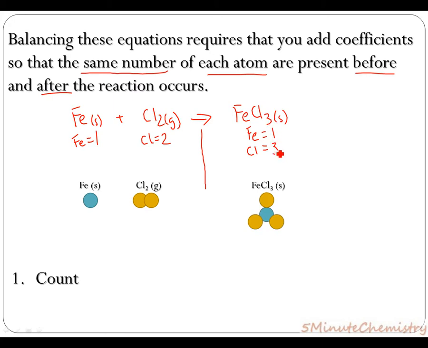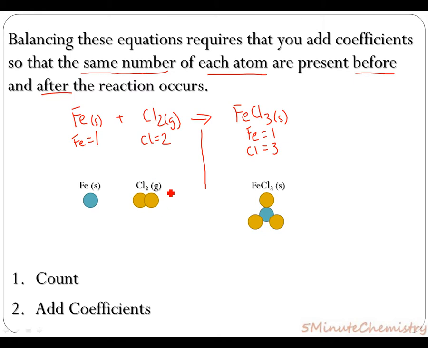Now notice, they're not balanced, so what we're going to do is start adding coefficients. You can see that the problem that I face right now isn't iron. Iron, I have 1 iron to 1 iron, that's fine. Visually, you know, the 1 blue and the 1 blue, that's good.